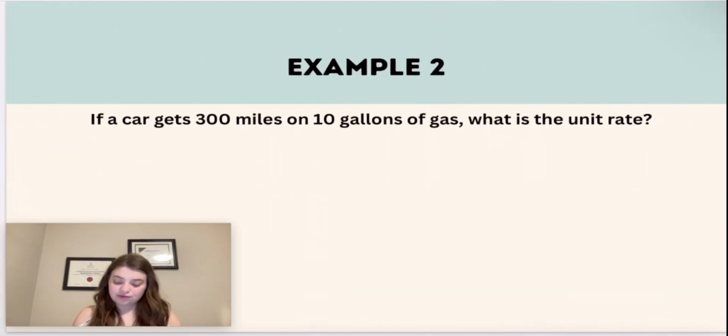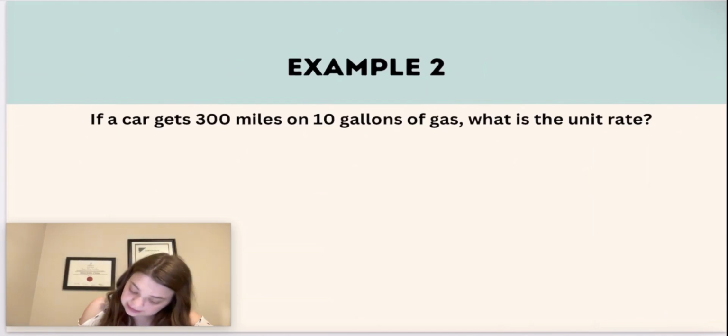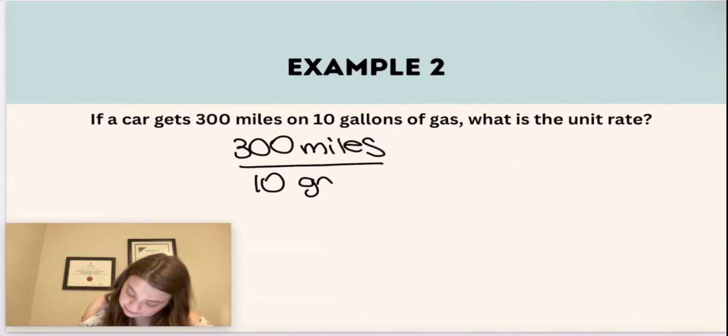If a car gets 300 miles on 10 gallons of gas, what is the unit rate? Or in other words, how much mileage does the car get per 1 gallon of gas, per gallon? How many miles per gallon of gas? So same thing here. We have 300 miles over 10 gallons, and we need to divide both by 10.